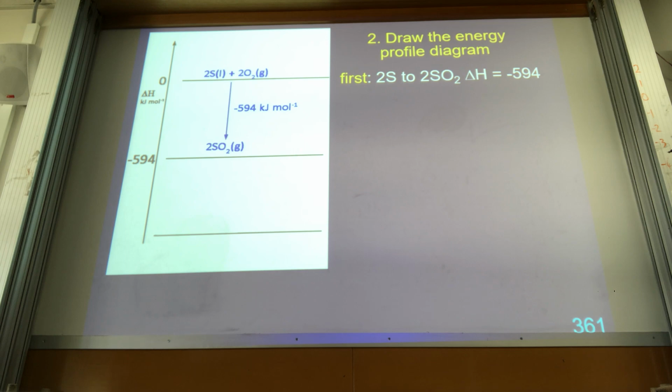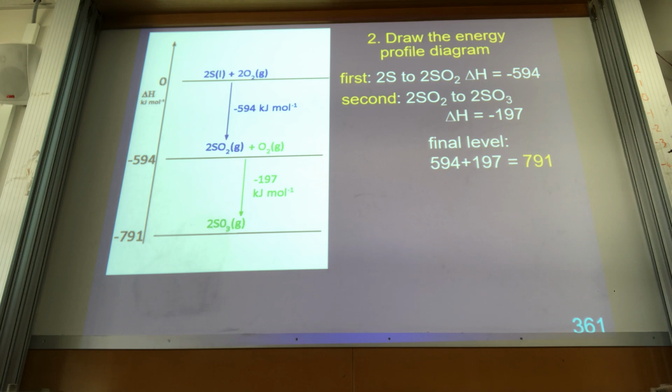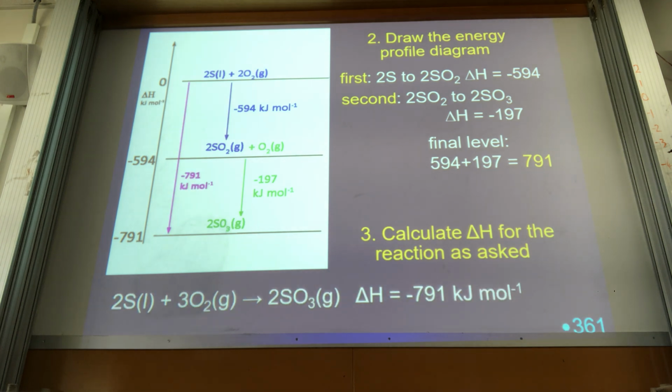Second equation is 2SO2 to 2SO3, down another 197. So we're going to go from the SO2 level down to the SO3 level. That's going to take us down, as I say, another 197. So we're going to end up at 791. So what's the overall enthalpy change? Well, if we're going from 2 sulfurs right the way down to 2 sulfur trioxides, it's going to be negative 791.